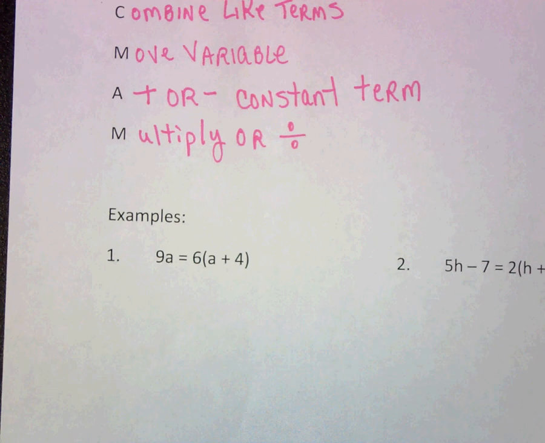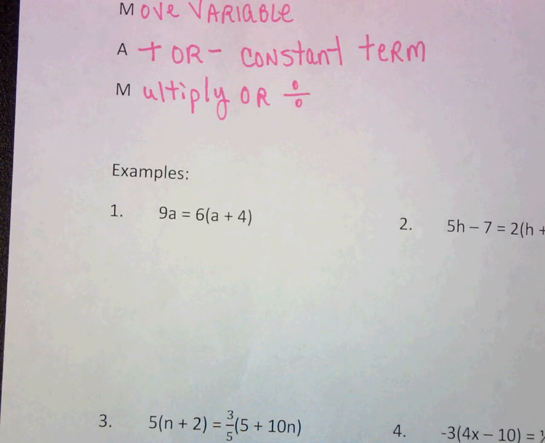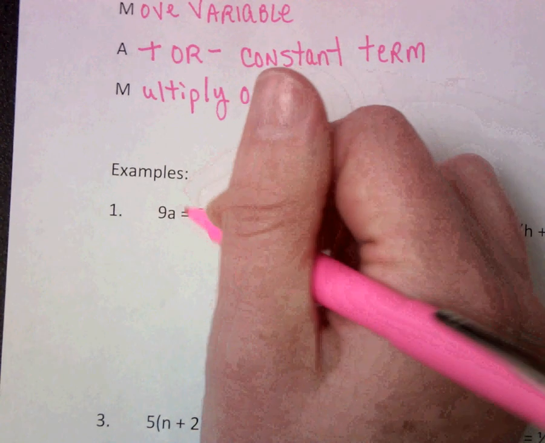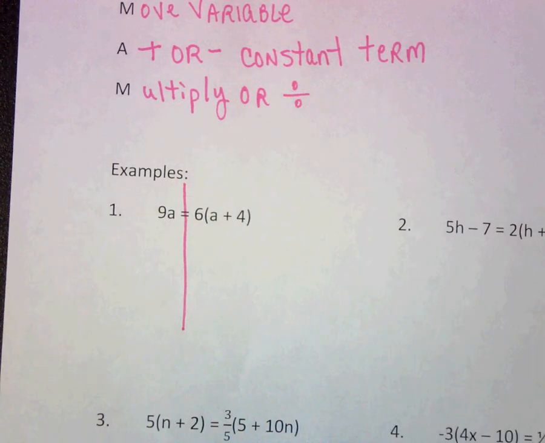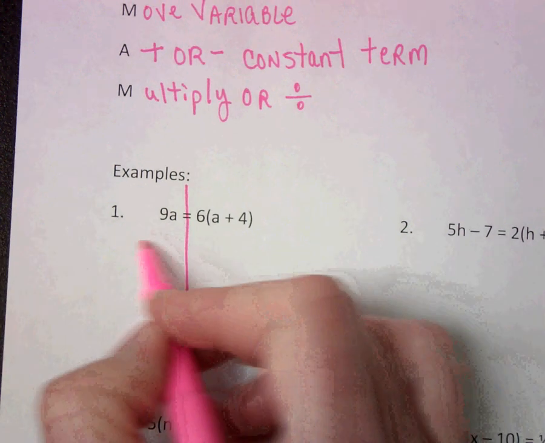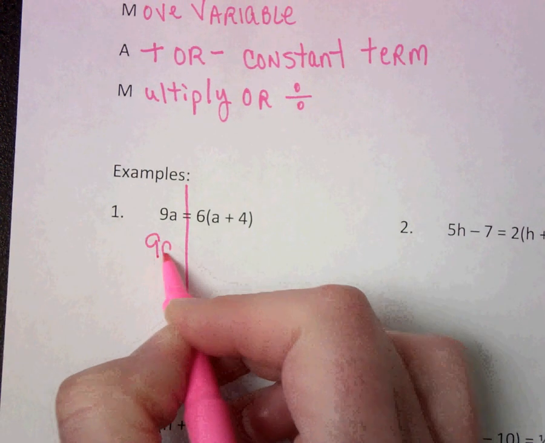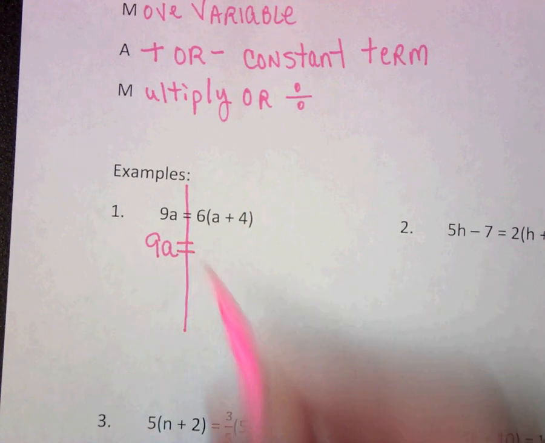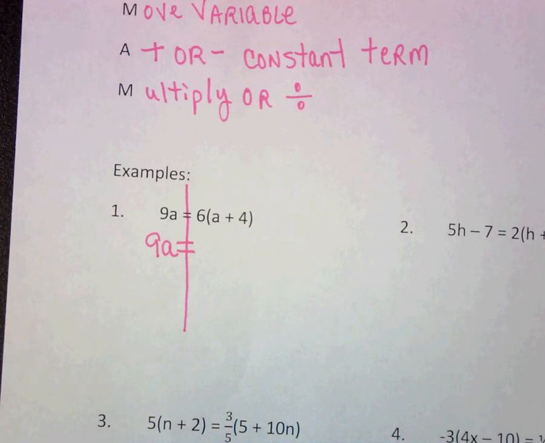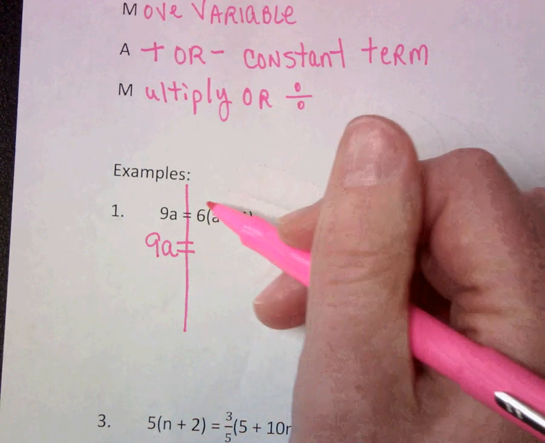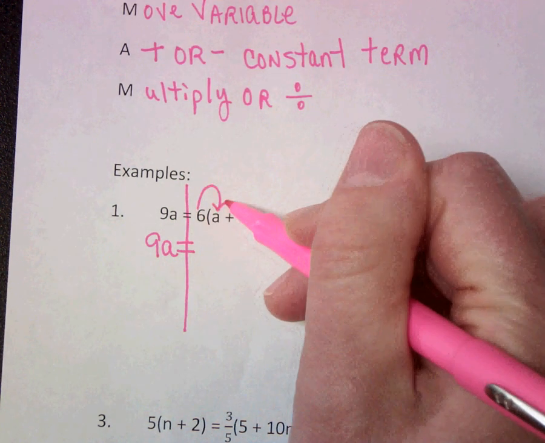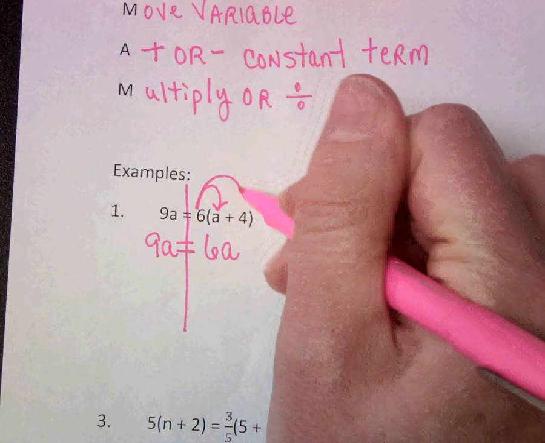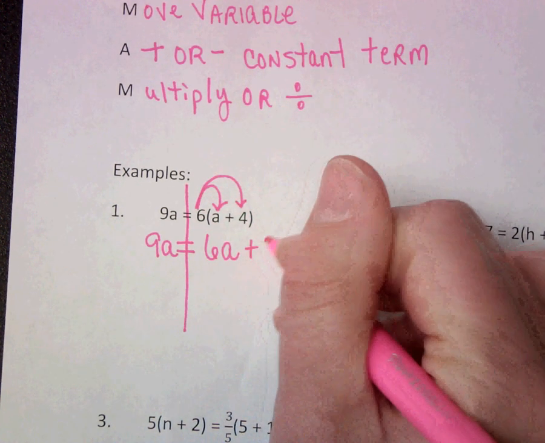Okay, so let's look at the first example. The first thing we need to look for is the distributive property. Also remember, if you want to draw a line through your equal sign, that's going to help. On the left side, there's nothing right now that we can do with 9a, so I'm going to leave it 9a. But on the right, we have parentheses. We need to do the distributive property. So I'm going to say 6 times a is 6a. 6 times 4 is 24.